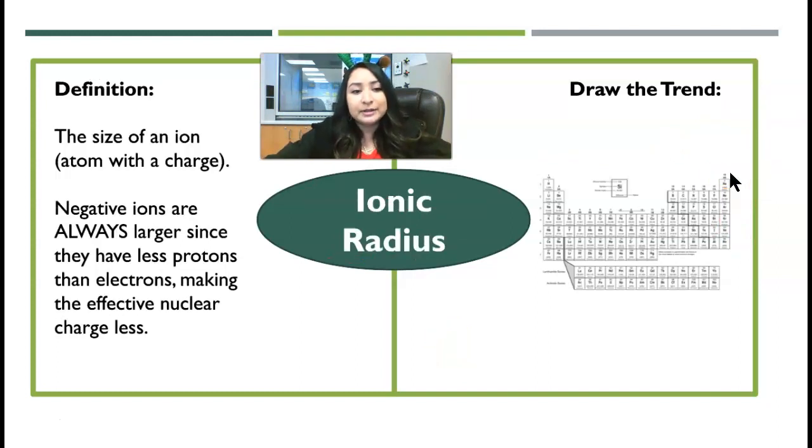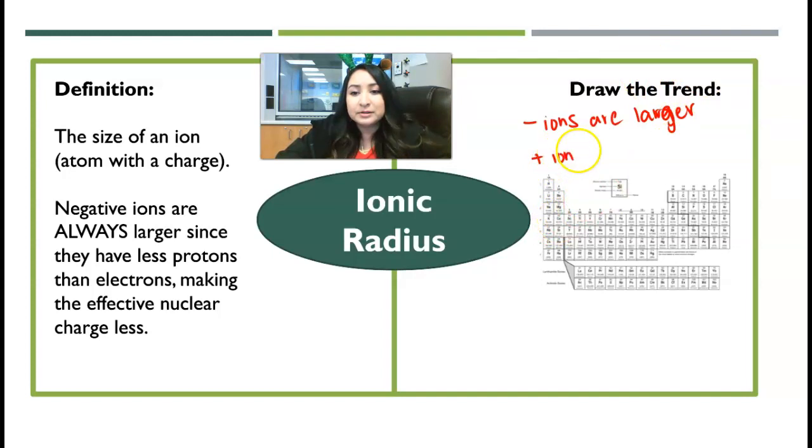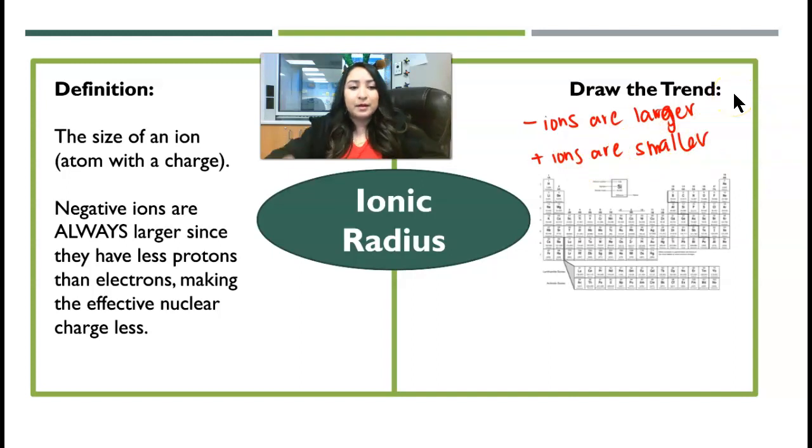And then ionic radius. This trend is a little bit harder. I do want you to know that negative ions are larger since they have less protons than electrons, and then your positive ions are smaller. Negative ions are always larger since they have less protons than electrons, making the effective nuclear charge less. So that's the reason why.